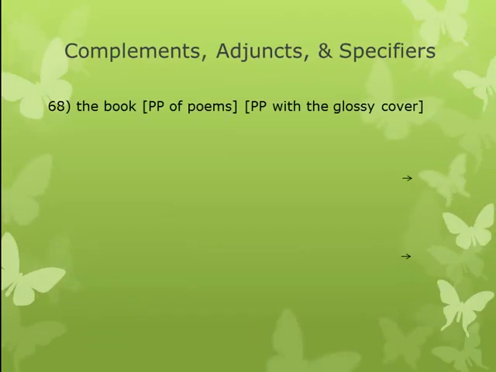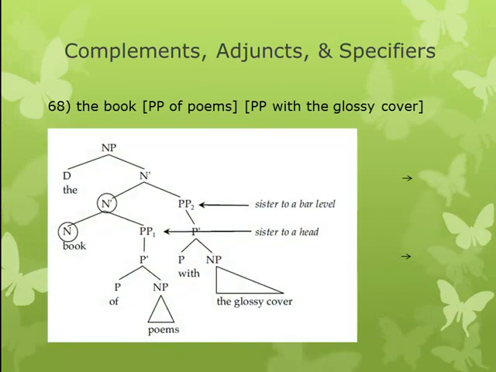Now let's go to complements, adjuncts, and specifier. When we go back to the book of poems with a glossy cover, now we will see that the relationship of the words in this phrase may consist of complements and adjuncts and specifier. Jadi di sini ada istilah nanti complement, adjunct, dan specifier. So when we have a look at this one again, kita lihat dari rumusnya lagi dari pohon ini.